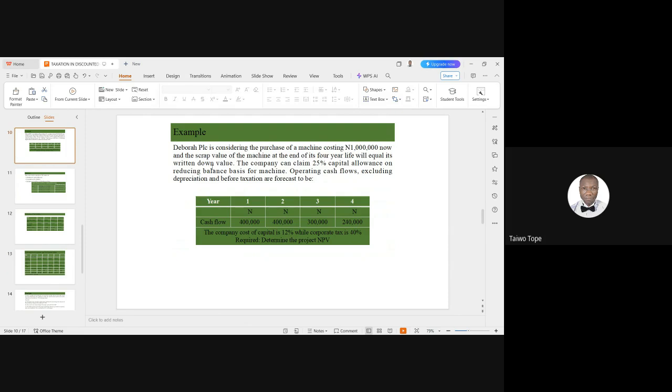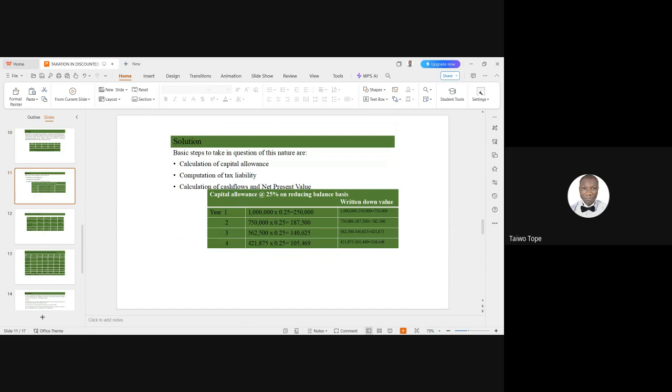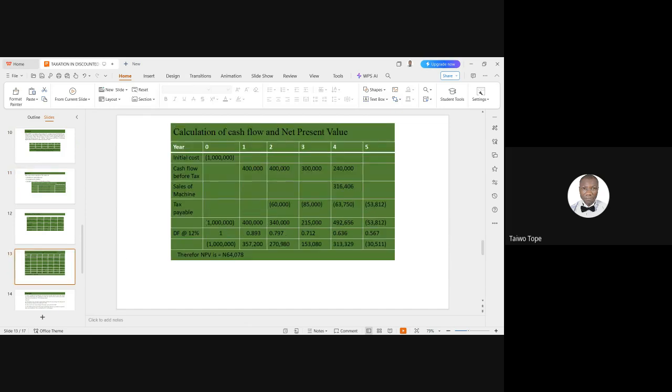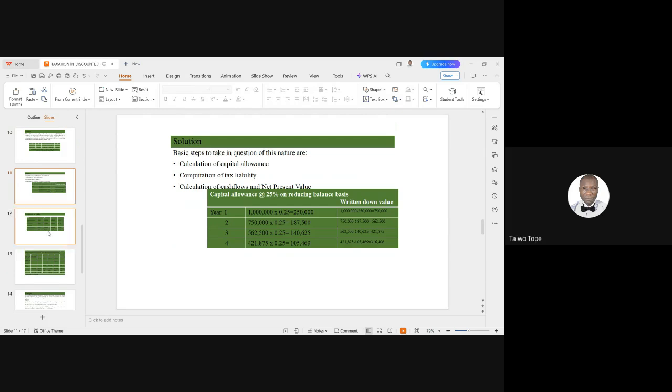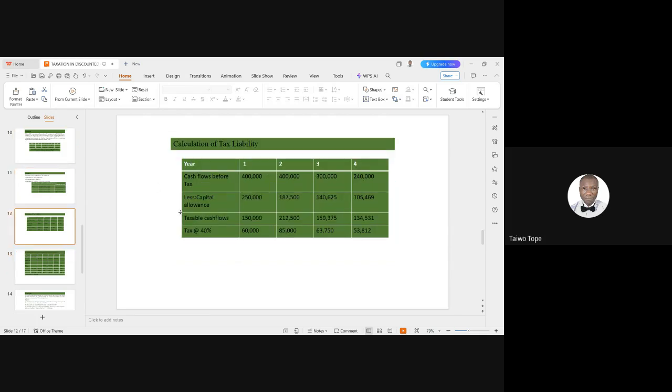Its written down value. The written down value, when we compute for our capital allowance, is 316,406. So this will be the scrap value. It will be an inflow at the 4th year, and that is why we have it as 316,406 here. And also the various tax payable, they are outflows, and they are paid in arrears. It means the tax value for year one will be paid in year two, which is 60,000 as computed here. You can see it.